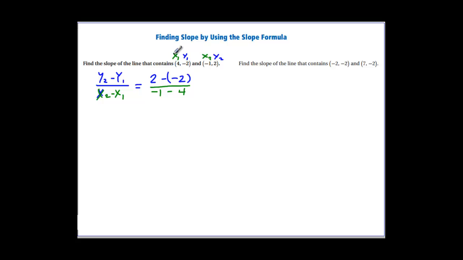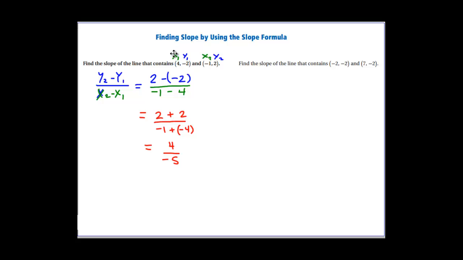Now, following our rules that we know how to use for adding and subtracting integers, we're going to get 2 minus a -2, which is going to give us the same value as saying 2 plus a +2. Keep change. And then -1 plus a -4. Should make things easier, so we're going to end up with 4 over -5 for our slope.